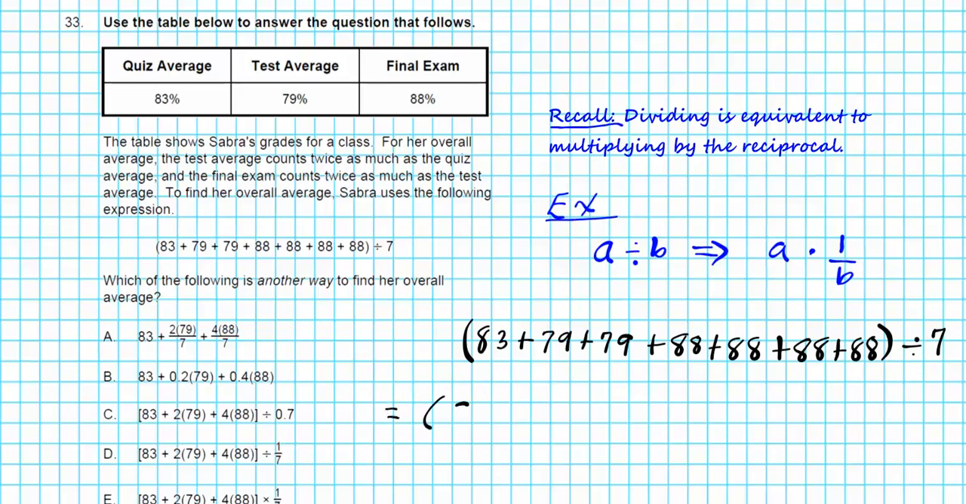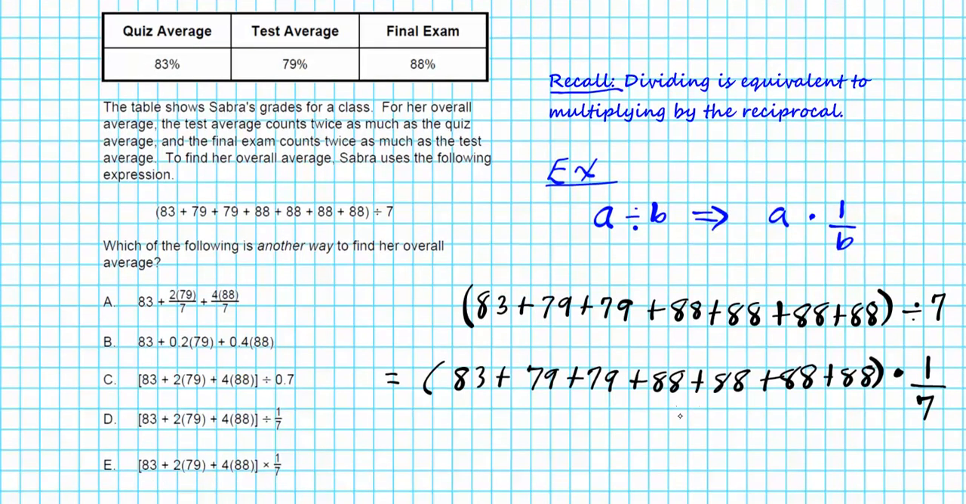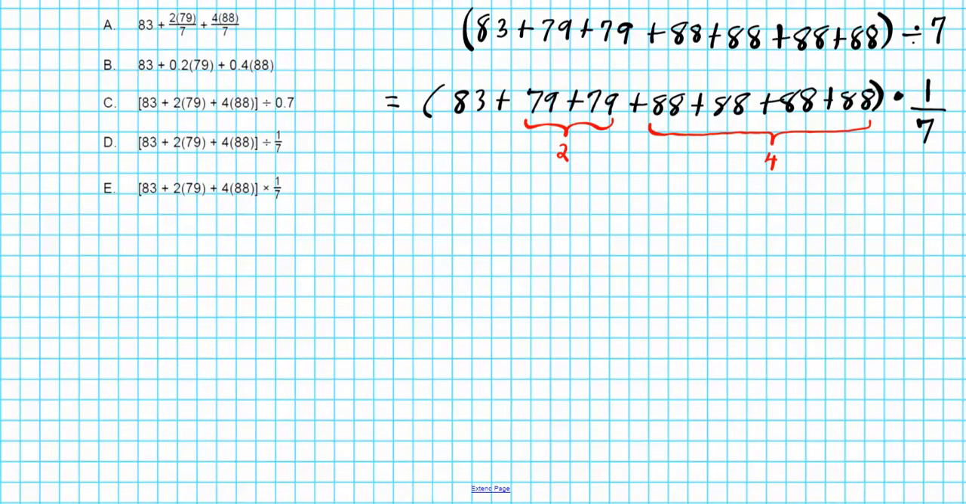Okay, so this is the same thing as 83 plus 79 plus 79 plus 88 plus 88 plus 88 plus 88 times, guess what, the reciprocal of 7, which is 1 over 7. Okay, and when you multiply, you have this entire thing divided by 7. So as you can clearly see, we can also group the numbers that are repeated. So we know that repeated addition is the same thing as multiplication. We have 2 79s, and then we have 4 88s.